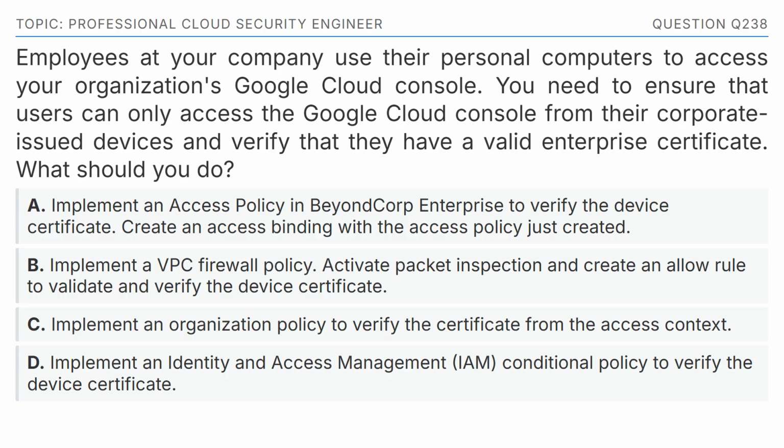Option B. Implement a VPC firewall policy. Activate packet inspection and create an allow rule to validate and verify the device certificate. Option C. Implement an organization policy to verify the certificate from the access context. Option D. Implement an identity and access management (IAM) conditional policy to verify the device certificate.